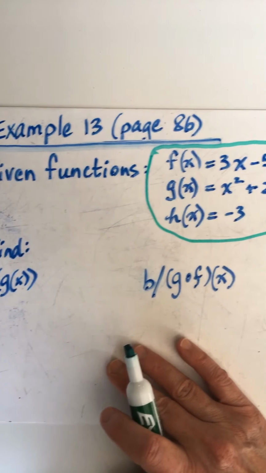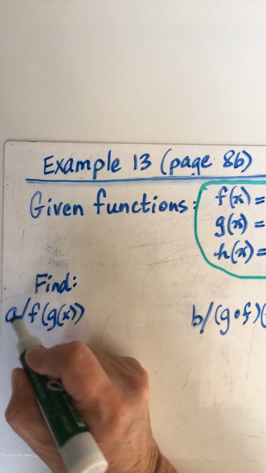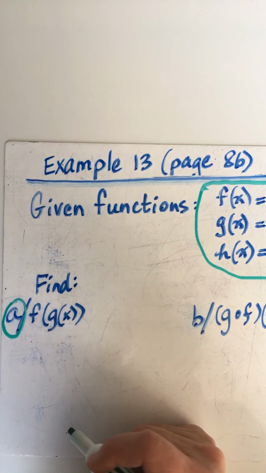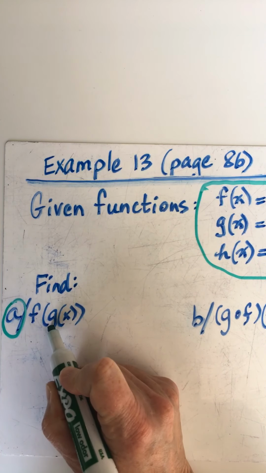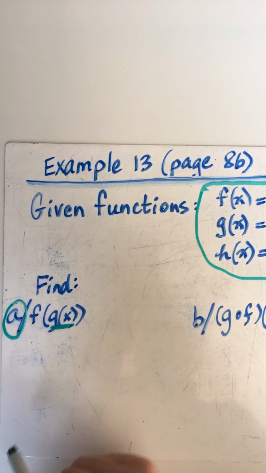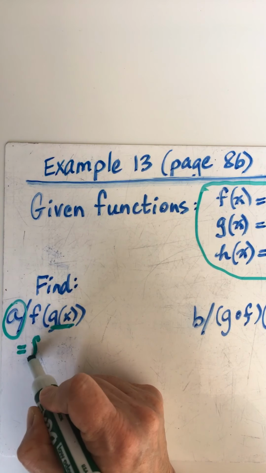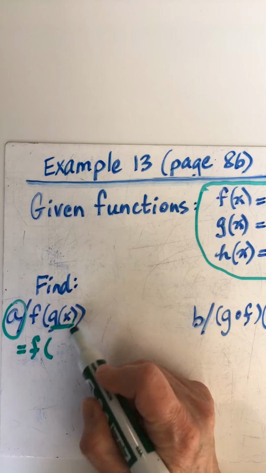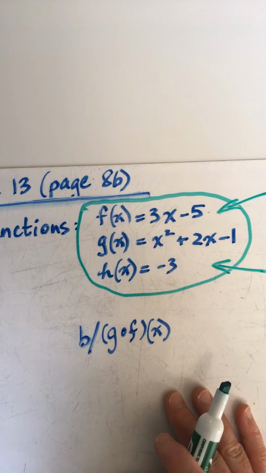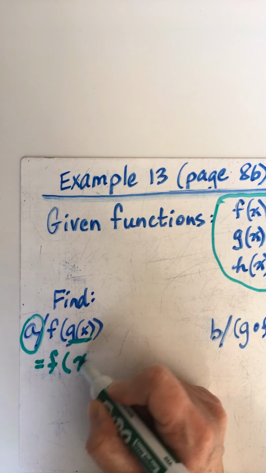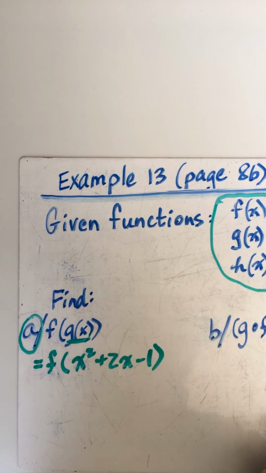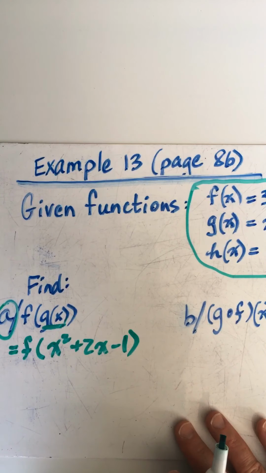Now in number A, we're asked to find f of g of x. Remember, when we are dealing with composite functions, we work with the innermost bracket first, which makes sense because in math we do that anyway. So f of g of x is equal to f of, well, let's replace this bracket with g of x. And g of x over here was x squared plus 2x subtract 1. So now we're really just dealing with f of x squared plus 2x subtract 1.